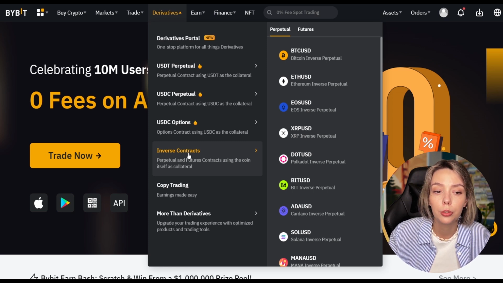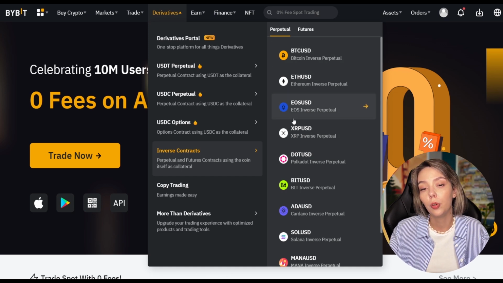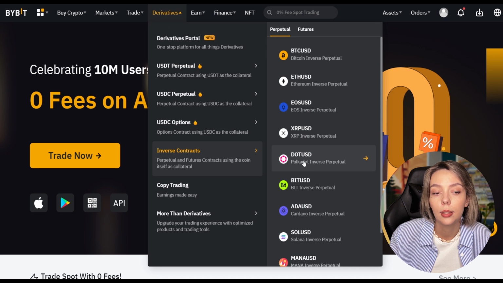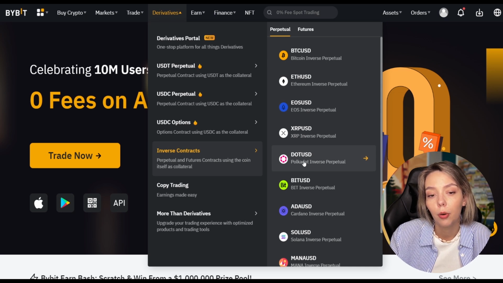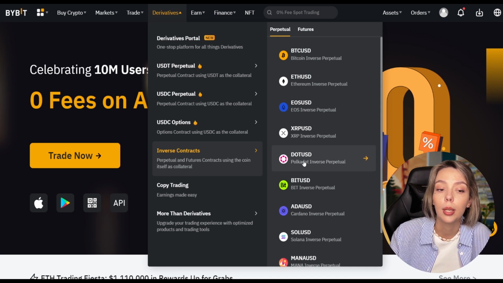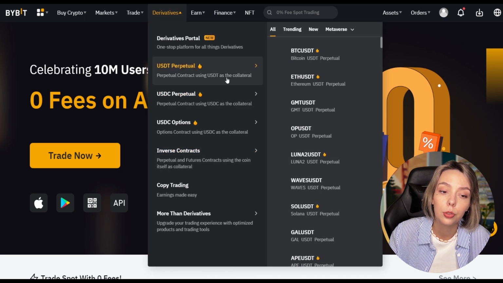So inverse perpetual is when it's coin margins. So you're using Bitcoin or Ethereum as the underlying asset in a trade. USDT perpetual on the other hand is when you're using cash. You're using US dollars to fund a trade.